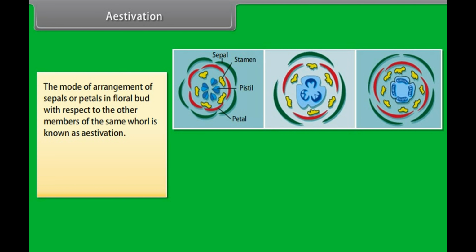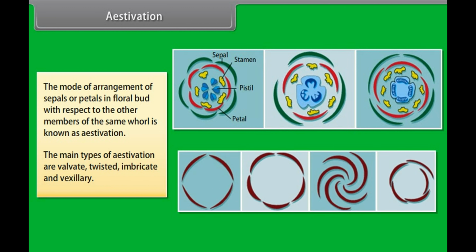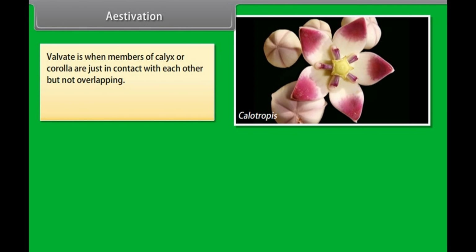Estivation. The mode of arrangement of sepals or petals in floral bud with respect to the other members of the same whorl is known as estivation. The main types of estivation are valvate, twisted, imbricate, and vexillary. Valvate is when members of calyx or corolla are just in contact with each other but not overlapping. Example, Calotropis. It is said to be valvate.